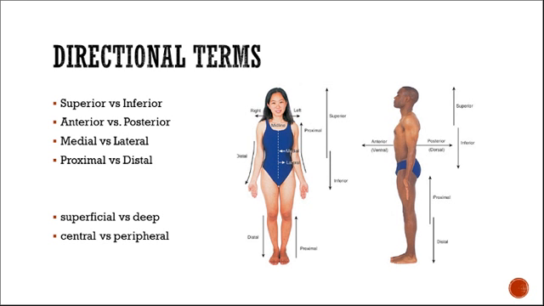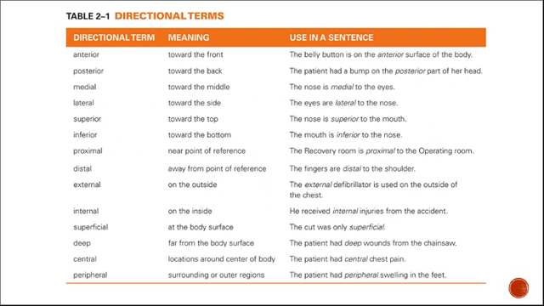The table that I think is super handy for you all, and your book does a nice job. One thing I like about this table is they use the terms in a sentence so you can derive its meaning in a context as well. I'm not going to read through all these, but Table 2-1 is a great reference source for you. So definitely use that as a one-stop shop for those directional terms.